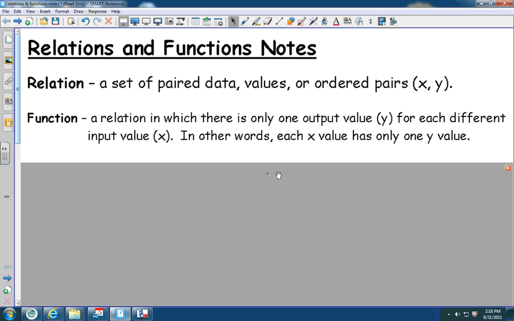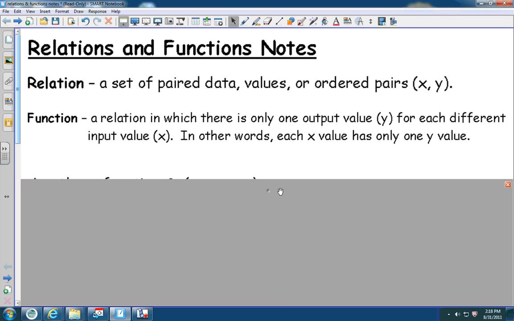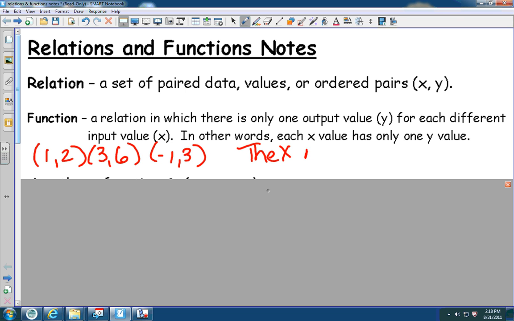A function is a relation. So it's a bunch of points in which there's only one output value, one Y number for each different X value or input value. In other words, each X value only has one Y value. One of the easier ways that I put this for my students is I just tell them that when we have a set of ordered pairs, 1, 2, the X numbers cannot repeat.